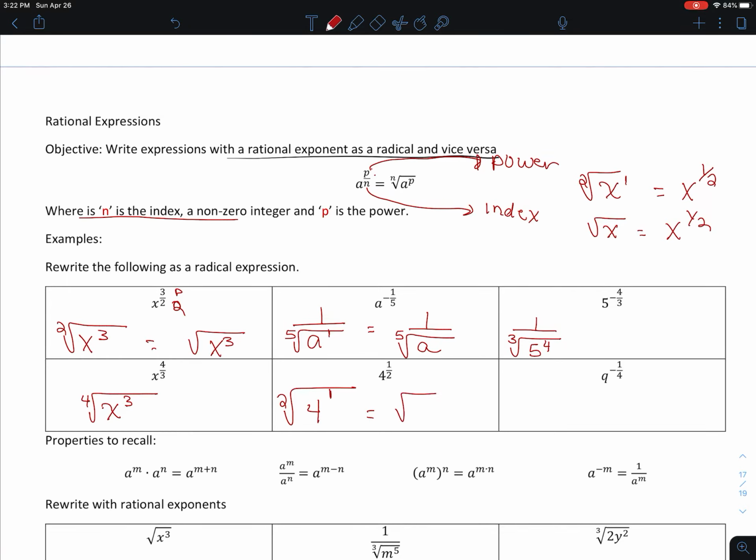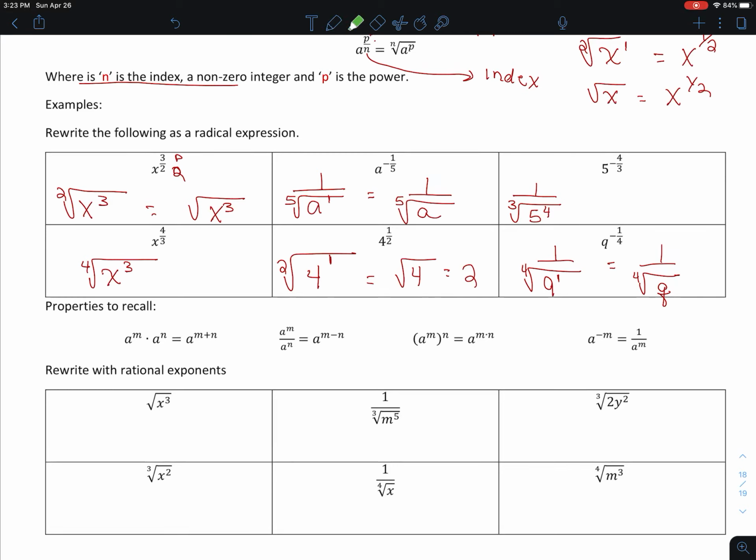And of course, we don't have to write it that way because all of that's understood. So we can just write the square root of 4, which in any case is 2. And finally, for the last one, we have 1 over, because it's negative, q to the 1st power with an index of 4, or simply 1 over the 4th root of q.